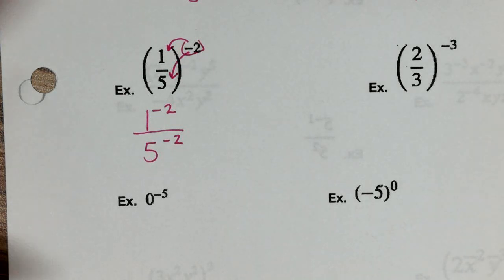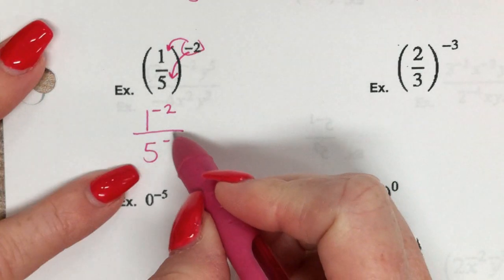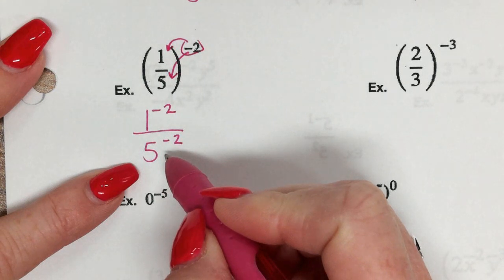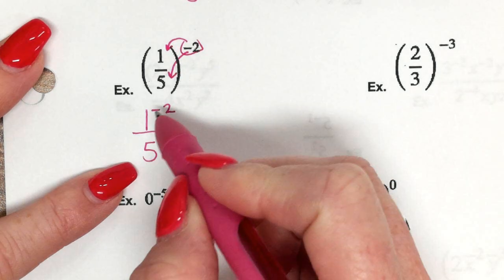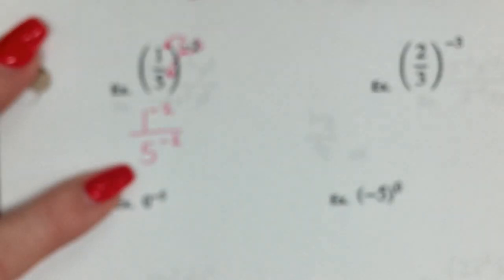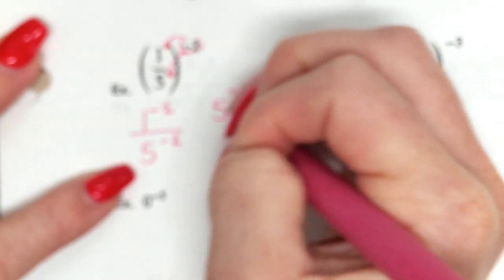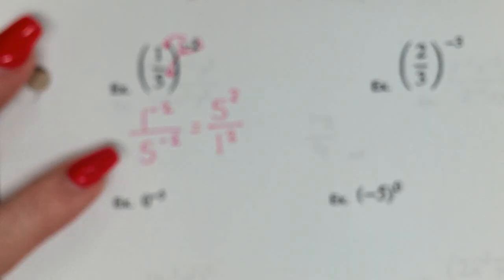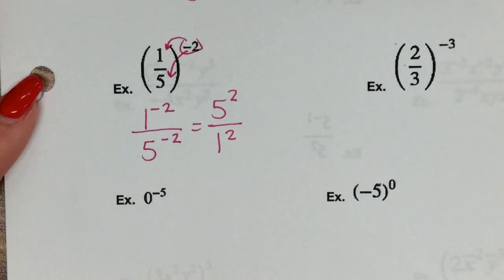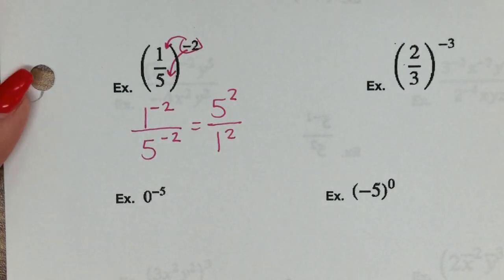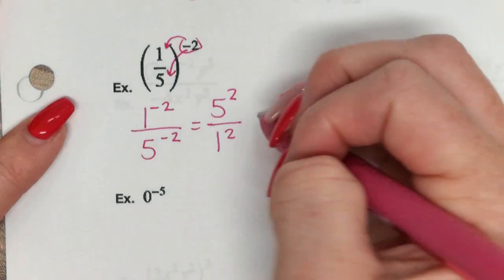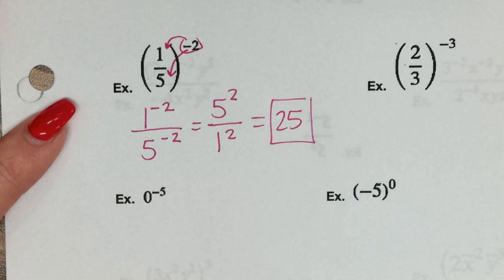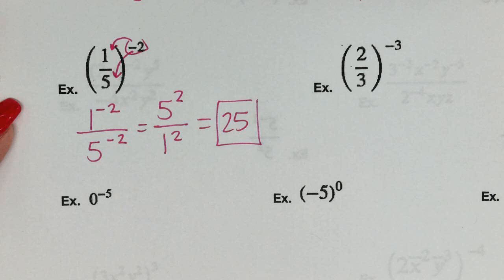Yes? Okay, so this one is going to go where? To the top. This one's going to go where? To the bottom. So I end up with 5 squared on top and 1 squared on bottom. Could I expand that? What is 5 squared? 25. What is 1 squared? So what's 25 divided by 1? 25. Okay, y'all try this one on your own.